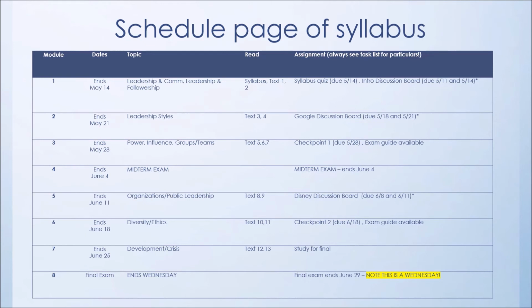The second column here, you see the dates. It has the end date for the module. Now, there may be a due date during the week as well, but that's the day the module totally closes, and I'll explain that more in a moment. Column 3, you have the topic of the week. So that tells you the subject matter we'll be studying. Column 4 says read. That tells you what chapters of the text you'll need to have read for that week.